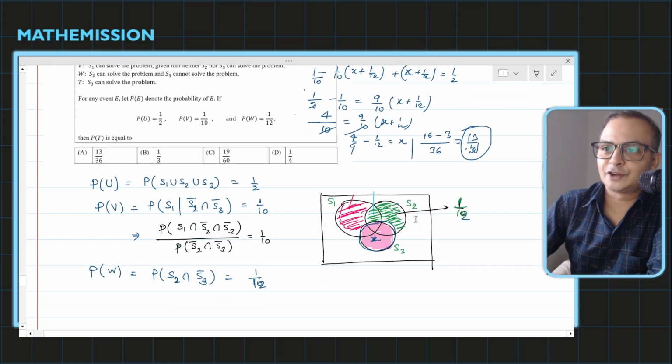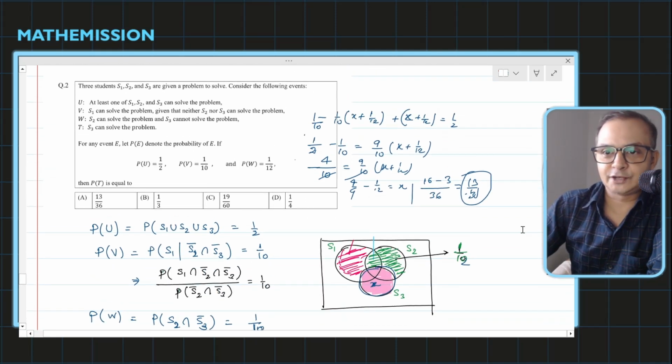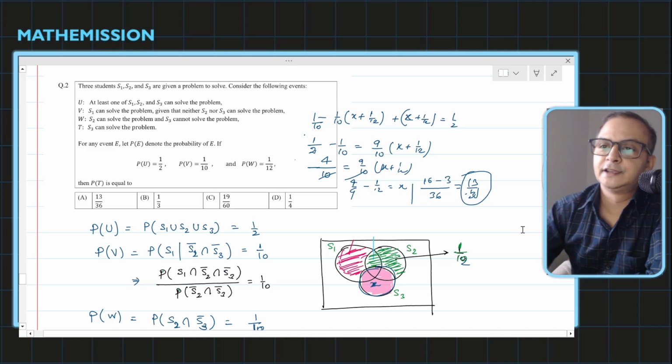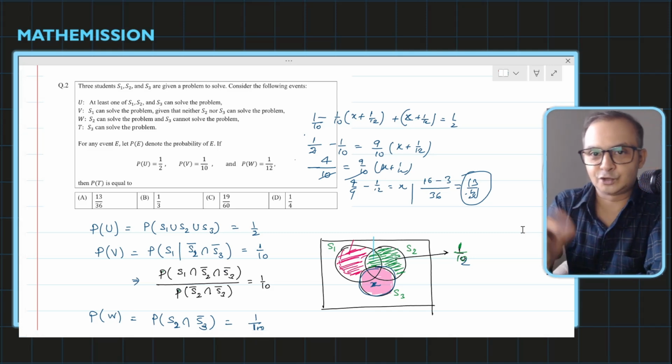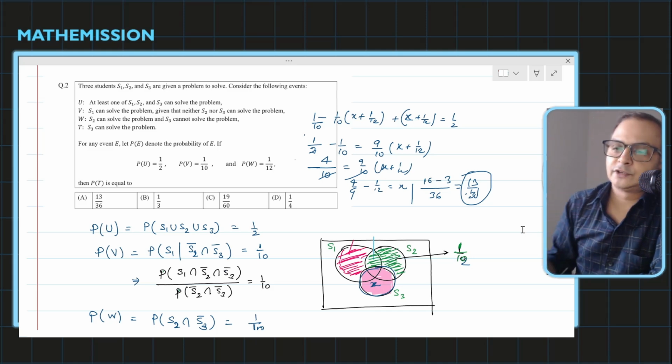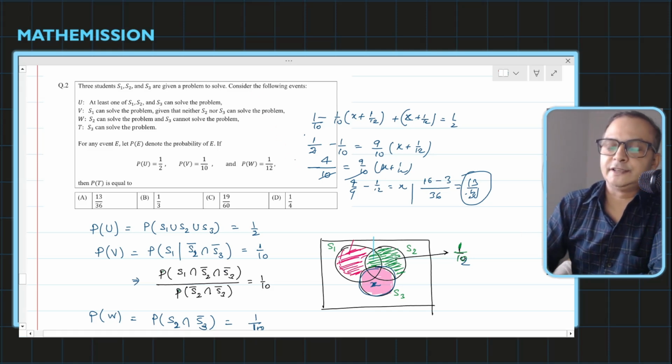The second question is also very tricky, and I tried to solve it very easily, in a very pictorial manner, or a shortcut method. It's not that I can say it's a shortcut method, conceptually it's a correct one, and we don't have to do that many calculations. Let's see. So the first one is the set whose probability is given.